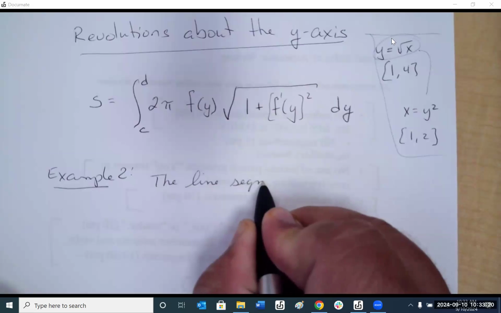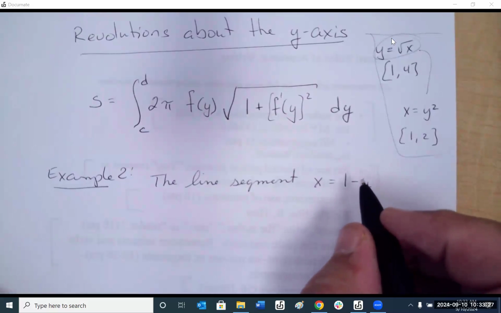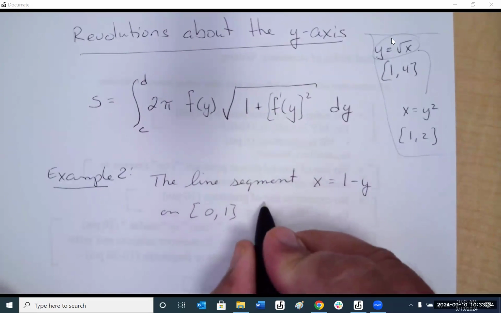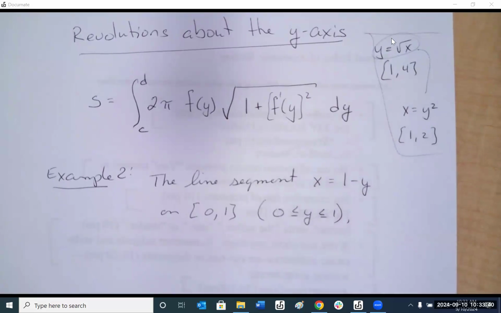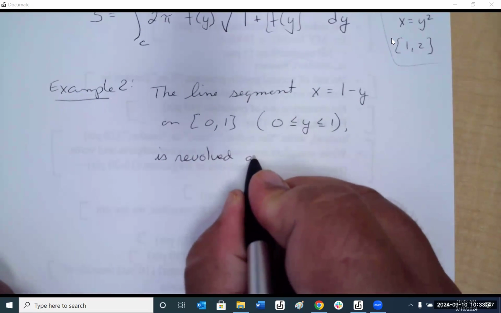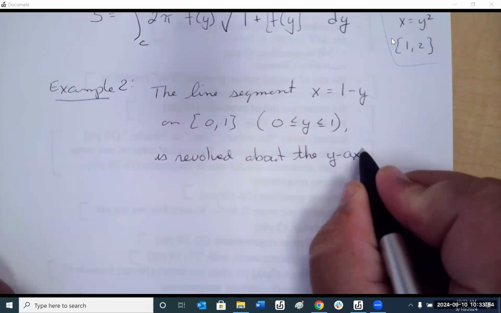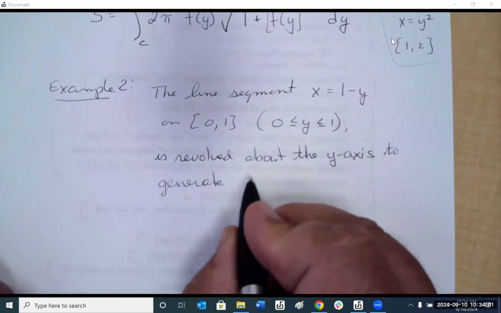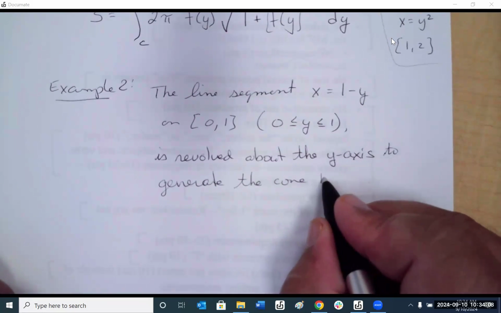The line segment x equals 1 minus y on the domain 0 to 1, which is 0 is less than or equal to y is less than or equal to 1, is revolved about the y-axis to generate the cone below.